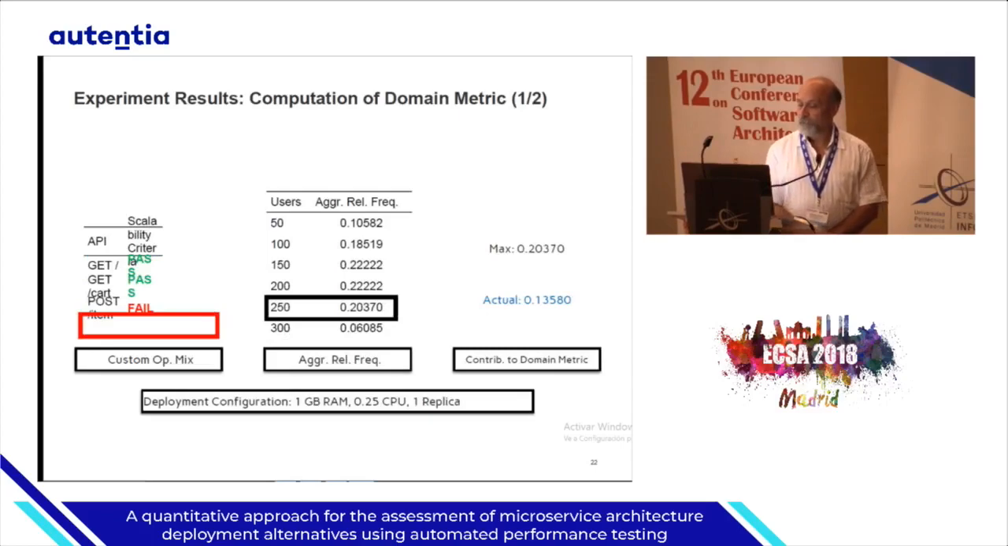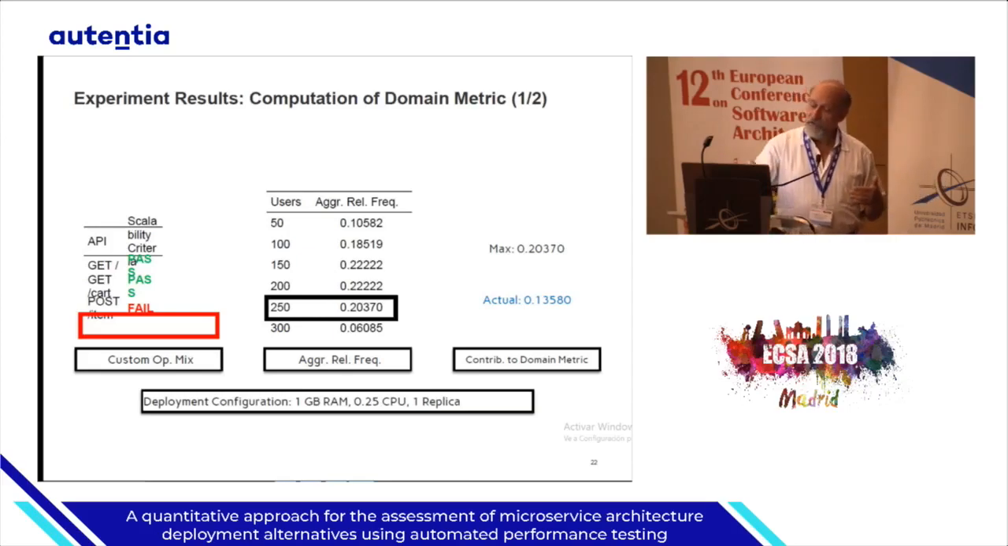So what we got is, if you look at the state distribution, 50 users have 0.1058 probability of occurrence, and the interesting one, 250, 0.20370, right? So this was the max probability of occurrence. And for each, this is the maximum contribution to the domain metric without the test for this configuration and certain deployment paths, right? And when you run the tests, these tests are going to all these microservices, and I know for each of those tests what's the percentage of activation of the microservice and what's the pass-fail criteria.